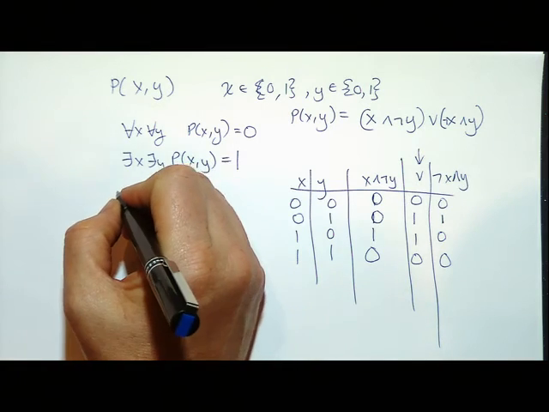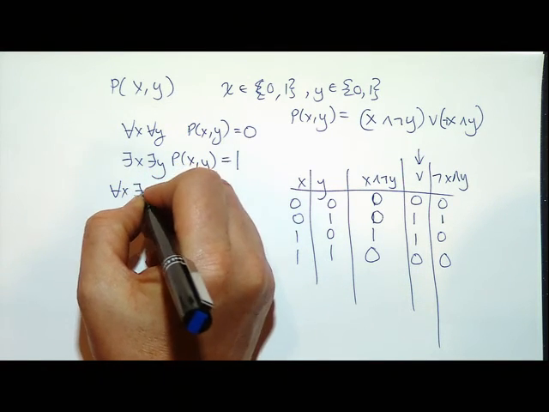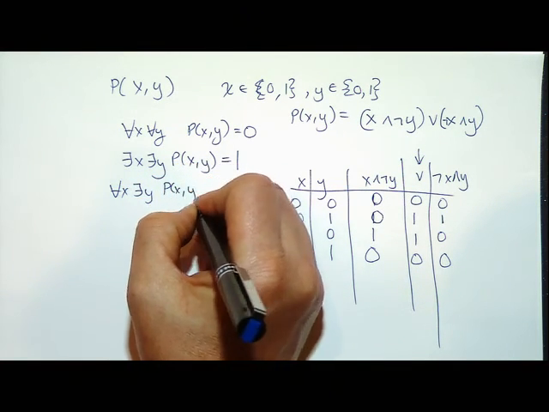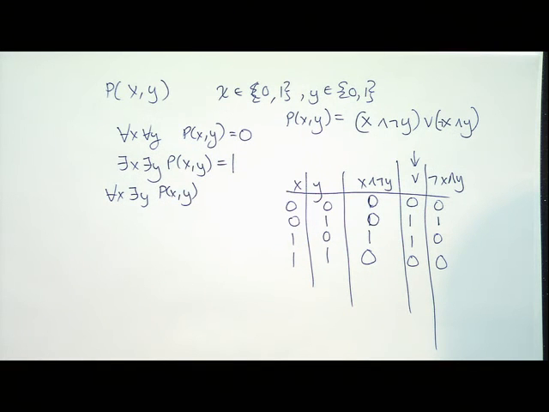All right. How about for all x, there exists a y, P of x, y. What is that asking me? That's right. For every value of x, there's some value of y that makes P of x, y true. So what I need to do is try for x equals 0, can I find a y that makes it true? And for x equals 1, can I find a y that makes it true?